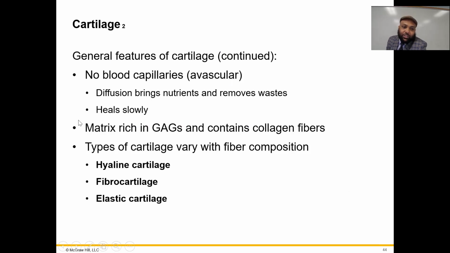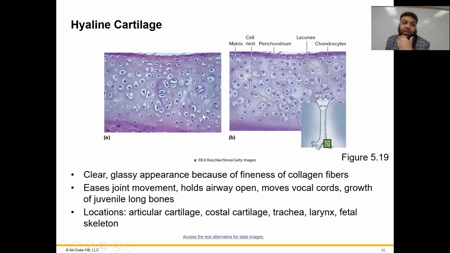General features of cartilage: no blood capillaries. When there are no blood capillaries, that's avascular. So the cartilage has no blood capillaries, and diffusion brings nutrients and removes waste, and it heals slowly. The matrix is rich in glycosaminoglycans and contains collagen fibers. The types of cartilage vary with fiber composition, known as hyaline cartilage, fibrocartilage, and elastic cartilage.